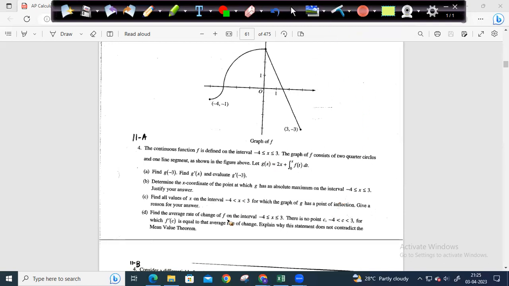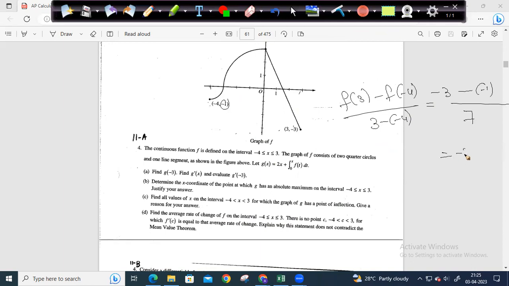Next question. Find the average rate of change of f on the interval -4 to 3. So what is the meaning of average rate of change? f(3) minus f(-4) divided by 3 minus (-4). That is the average rate of change, right? What is the f(3) value? f(3) is -3. What is the f(-4) value? f(-4) is -1. Correct, right? f(-4) is -1. f(3) is -3 by 7. So -3 plus 1, by 7, which is -2/7.